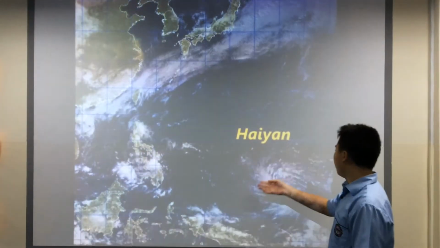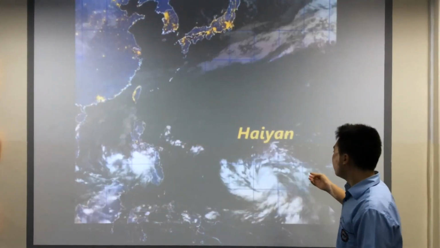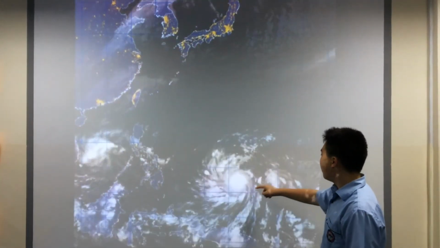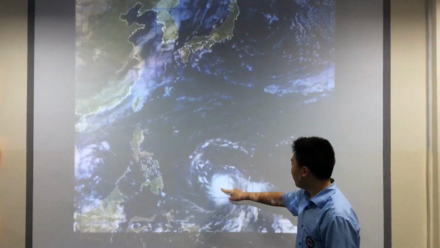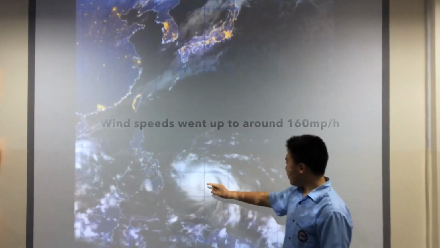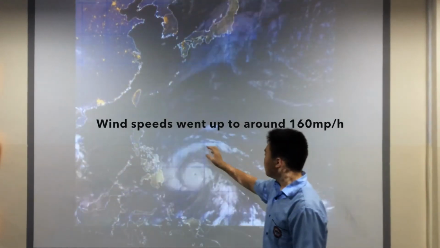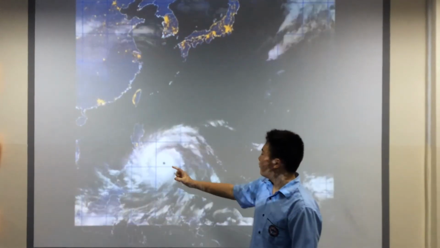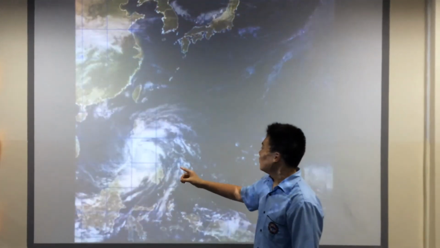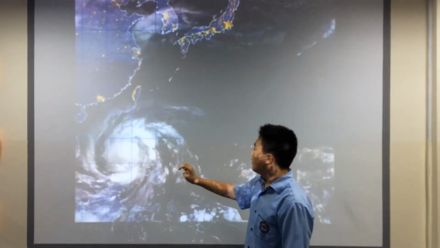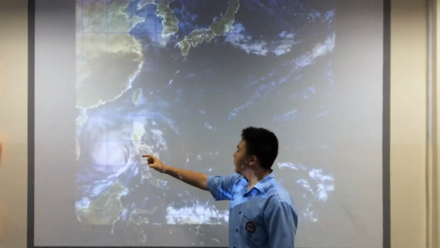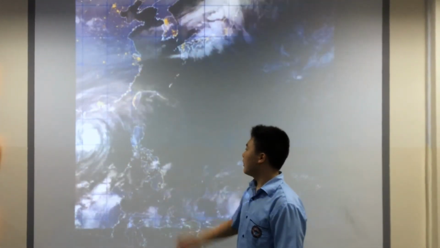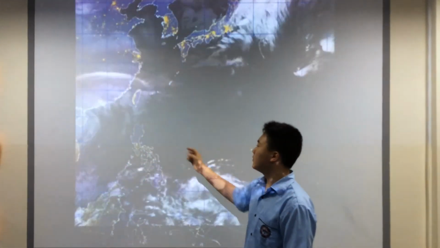This is the satellite video of Typhoon Haiyan, and as you can see, it's developing here around the Western Pacific, and it develops an eye in the center of the storm, and it gets bigger and bigger with lots of cloud around it, and it hits the Philippines. As it hits, it becomes weaker and weaker, and it goes on to Vietnam, where it becomes weaker still, and it disappears.